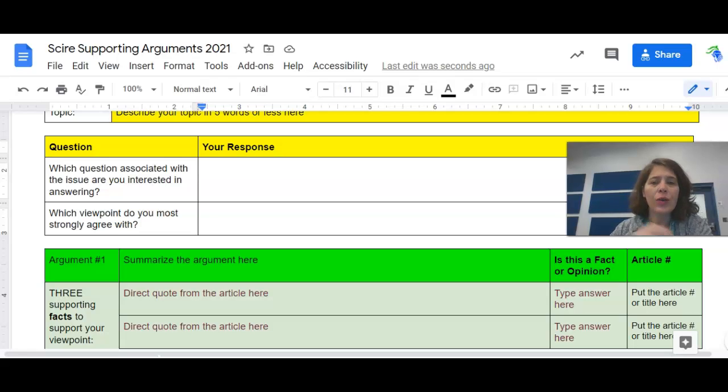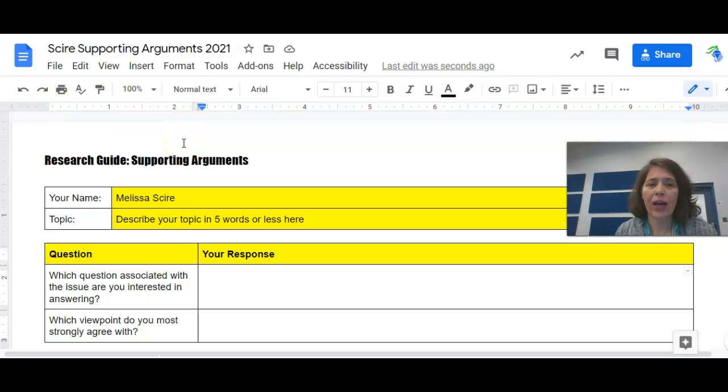Hi, everyone. So now what we're going to be working on is your supporting arguments. This is a document that you have or should have for today. You're going to be doing a few things on here. You're going to be collecting your quotes that you've used or that you've put onto your note cards. You're going to be organizing them a bit.